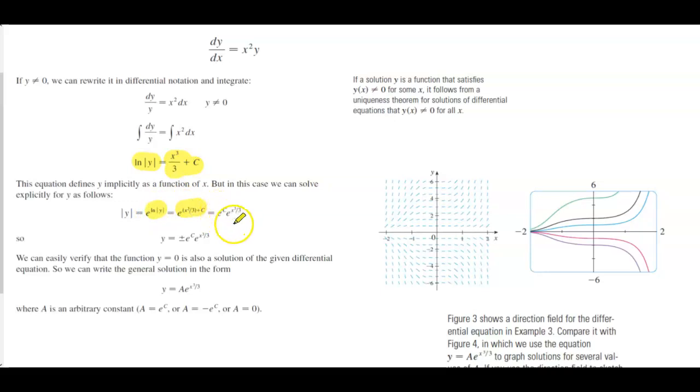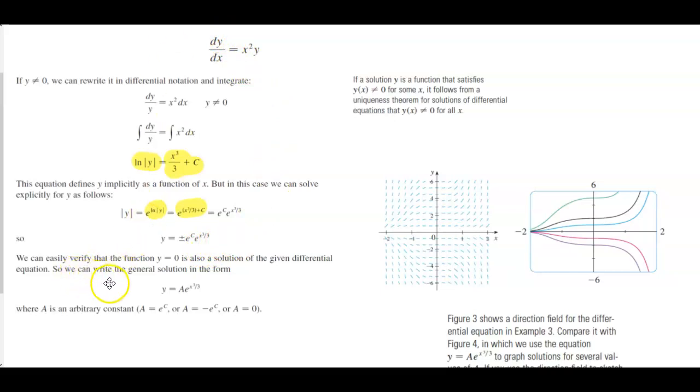And then we can rewrite this in terms of e to the c times e to the x cubed over 3 by using the properties of our exponents. And then because this is the absolute value of y, y would then equal plus or minus e to the c times e to the x cubed over 3.